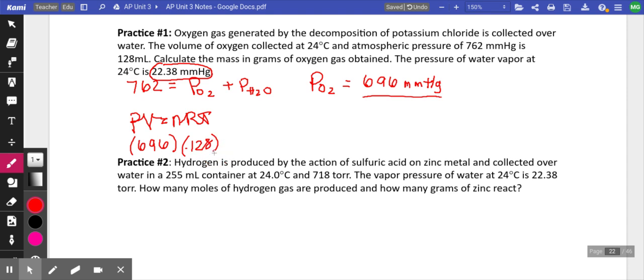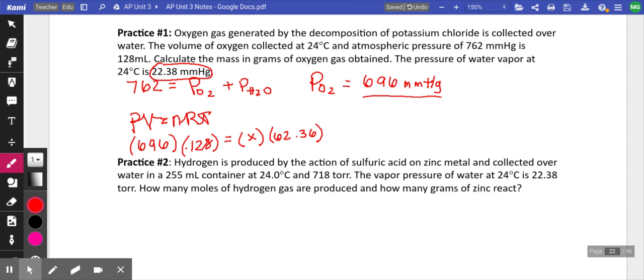Now in this problem, I don't want milliliters, so I should convert this to liters, which would be 0.128 liters. And how I know that I don't want milliliters is if we look back at the units for our gas law constant, our R value, the volume unit in that constant is liters. So anytime I'm plugging volume into my gas law equation, I do want it to be in liters. I'm solving for my n, that number of moles. My gas law constant that I'm using here is 62.36. Again, that's what we use for torr or millimeters of mercury.